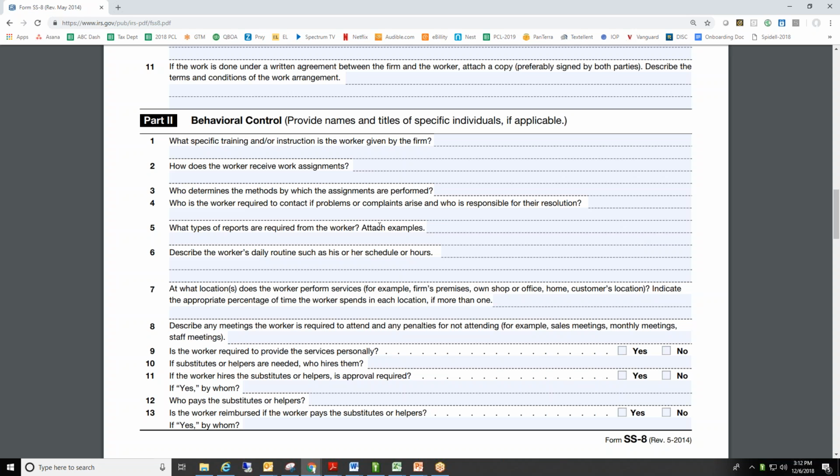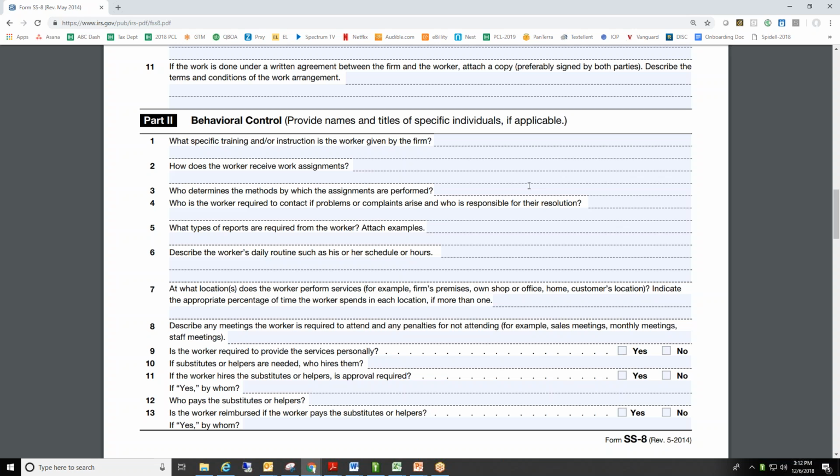So the first section says part 2, and it says behavior control. Some of the questions they're asking is, what specific training and or instruction is the worker given by the firm? This is trying to determine behavior control and who dictates how the work is done. Second question, how does the worker receive work assignments? Who determines the method by which the assignments are performed? Who is the worker required to contact if problems or complaints arise? And who is responsible for the resolution?